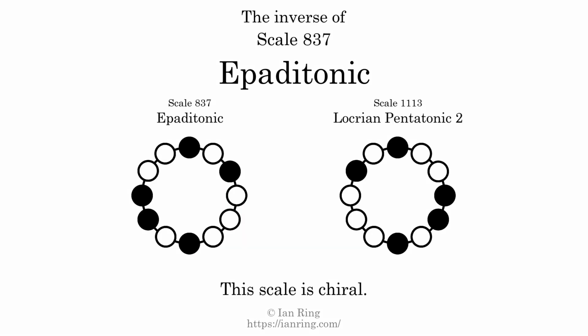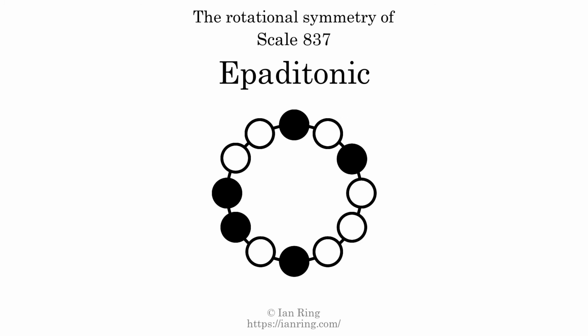The inverse of a scale is a mirror image. It is what you get when the sequence of intervals is reversed. The inverse of this scale is scale 1113, also known as Locrian pentatonic 2. This scale is chiral. It cannot transform into its inverse by rotational transformation. This scale has no rotational symmetry.